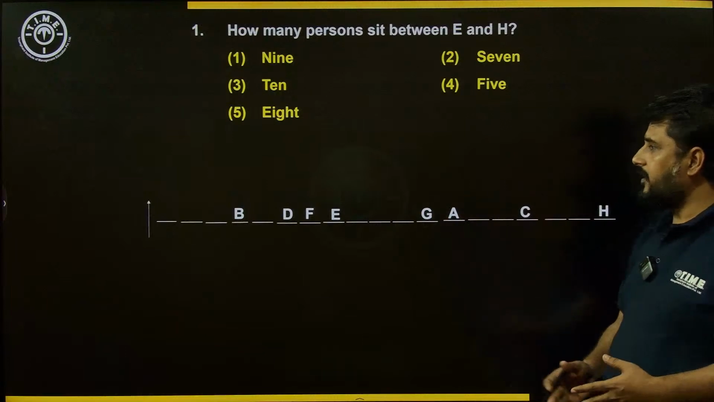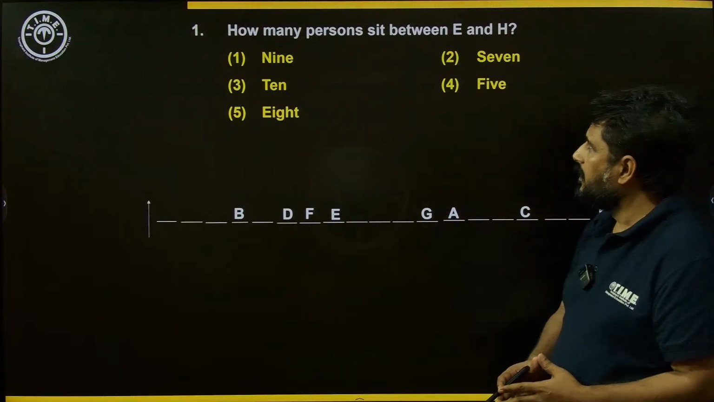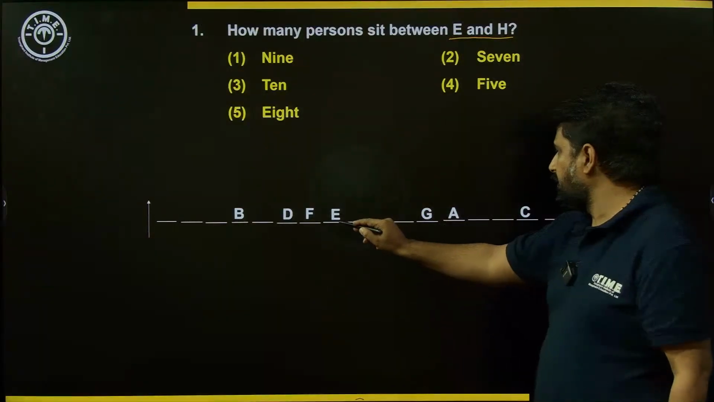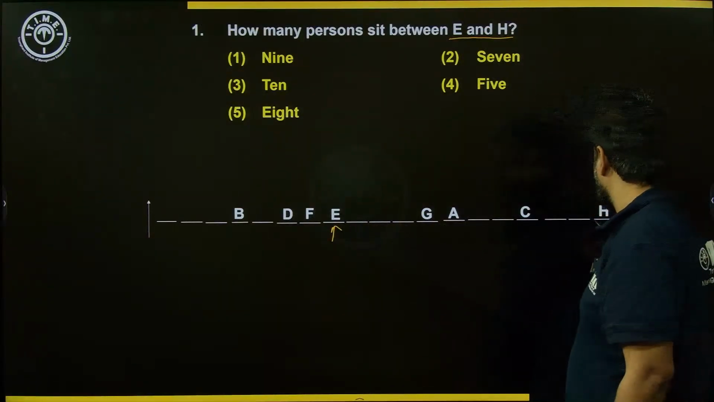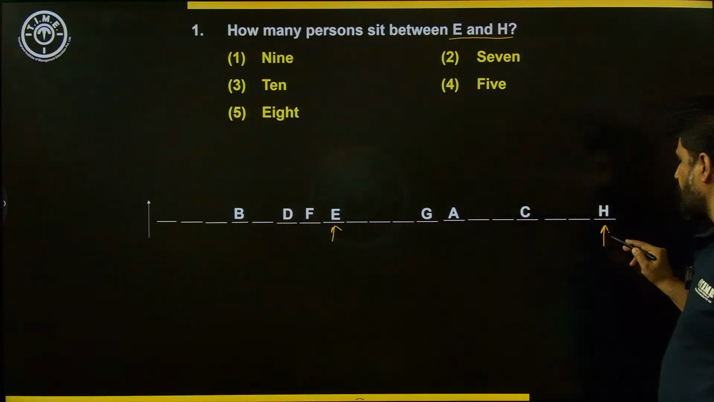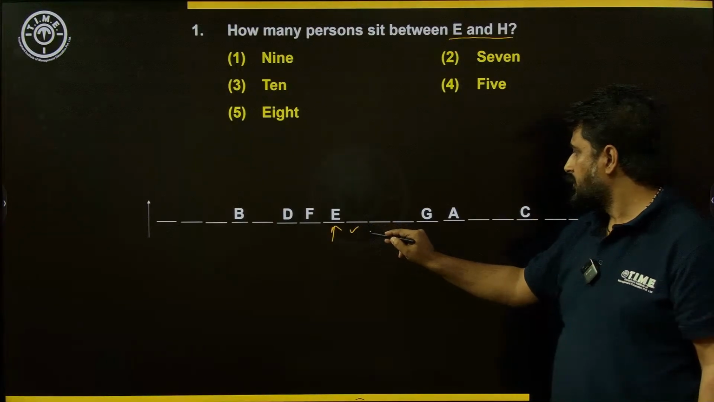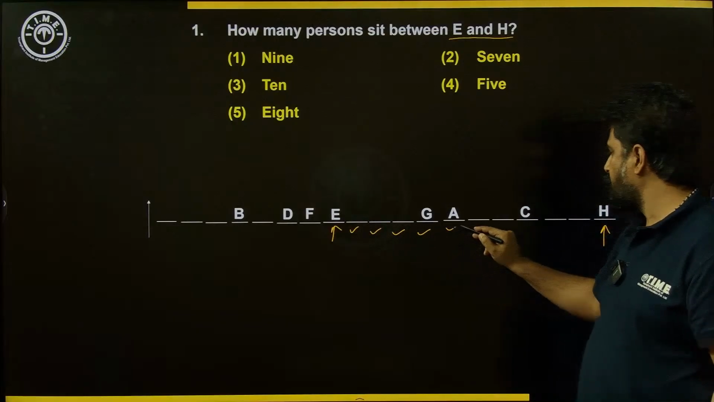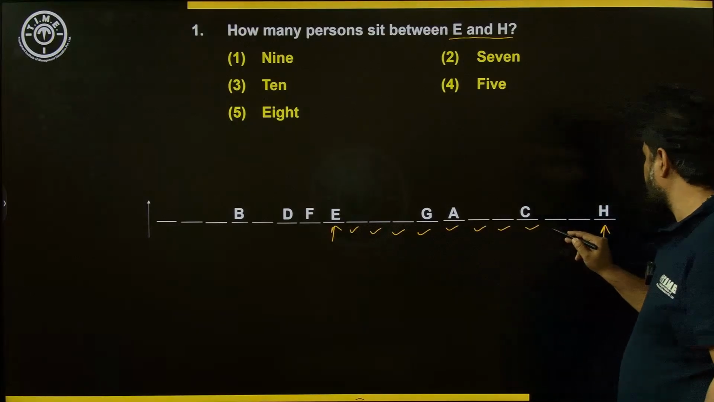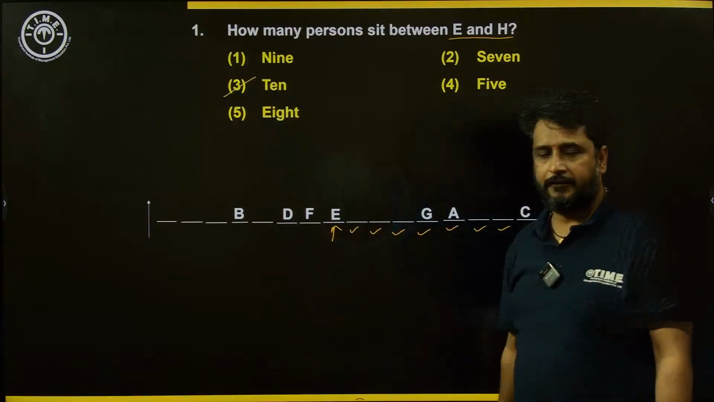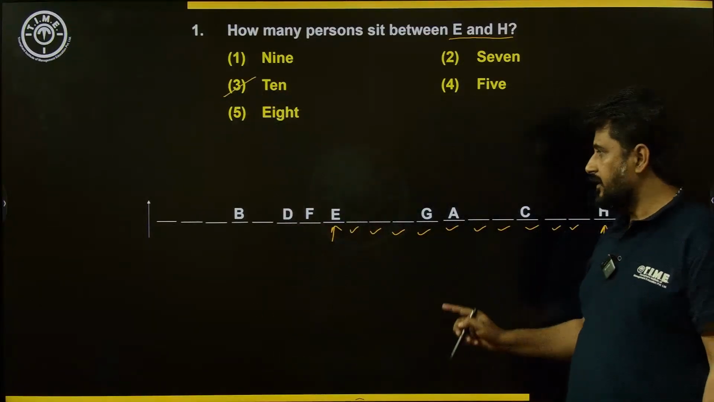Now, here you can see the final arrangement. And what is the first question given? How many persons sit between E and H? E is here and H is here. Between E and H, how many people are there? 1, 2, 3, 4, 5, 6, 7, 8, 9, 10. So your answer is 10. Choice 3.